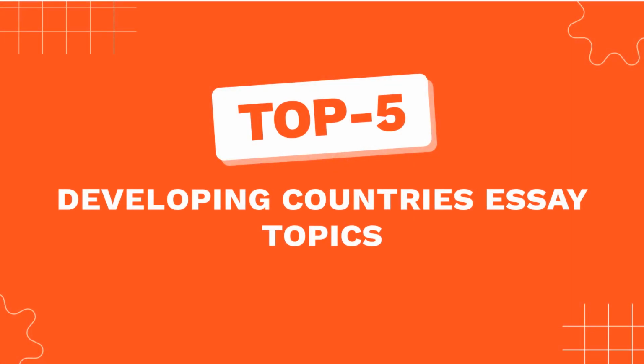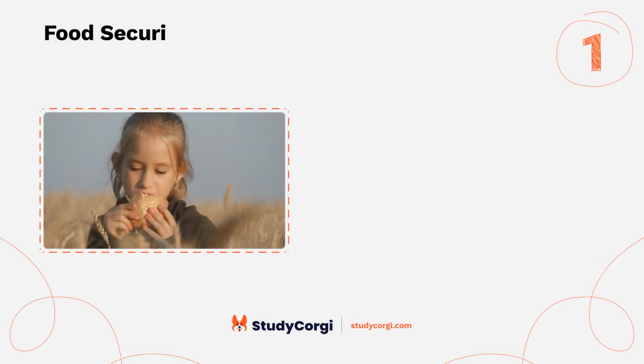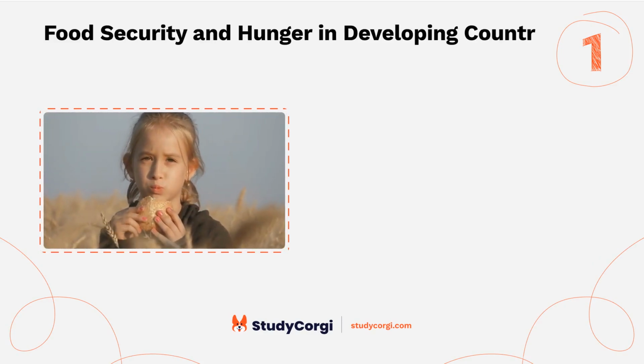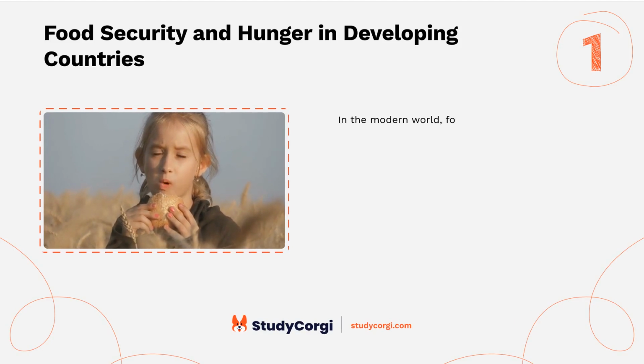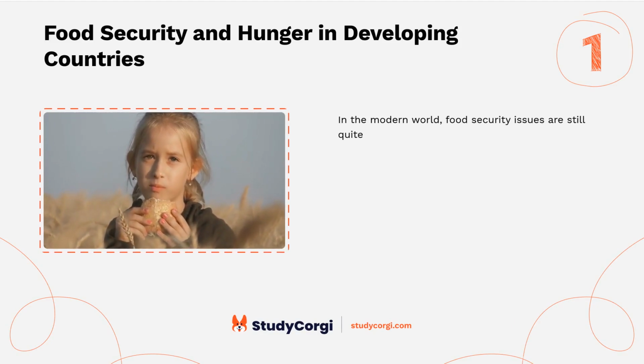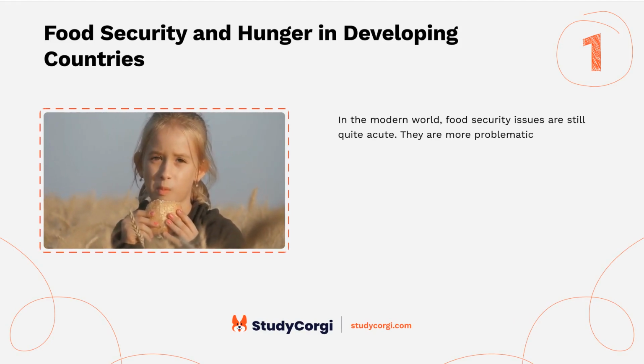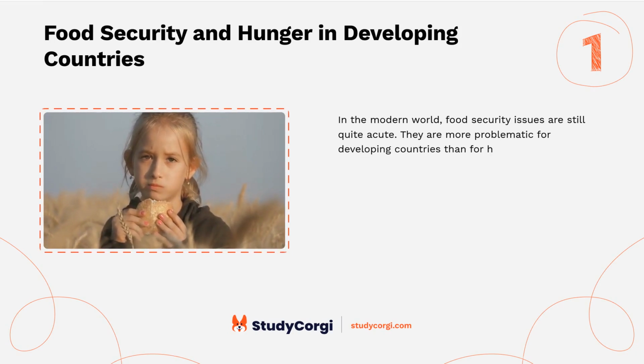Top 5 Developing Countries Essay Topics. Food security and hunger in developing countries. In the modern world, food security issues are still quite acute. They are more problematic for developing countries than for high-income countries.